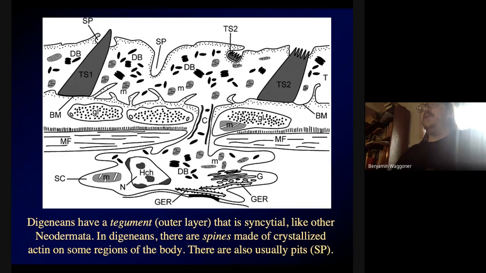Digeneans will have little spines. They're labeled TS1 and TS2 here, spines of the protein actin, and various pits labeled SP for stupid pits, I guess. But the same basic thing that you'll see with variations in tapeworms and all other members of the Neodermata.